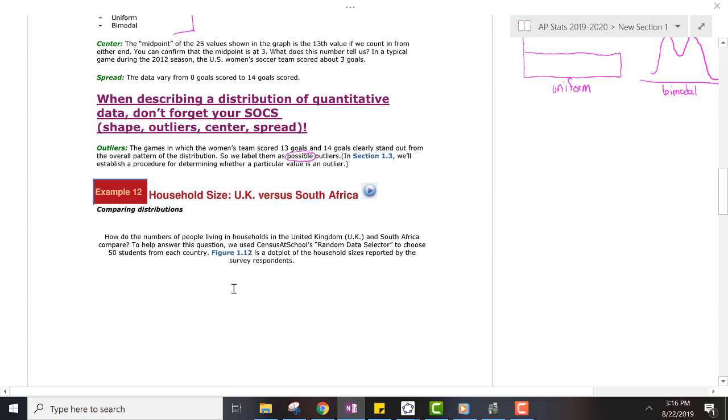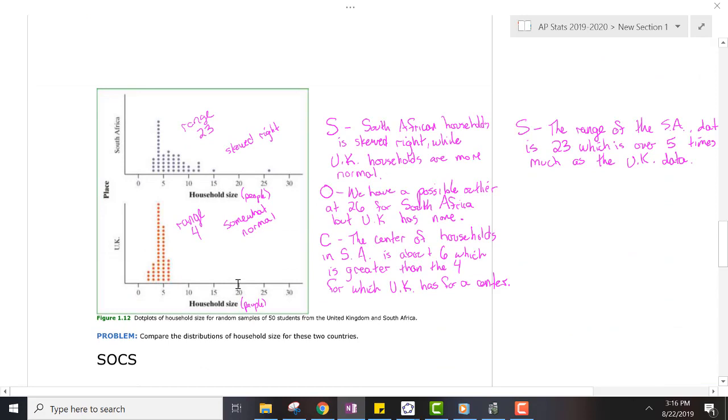How do the numbers of people living in households in the UK and South Africa compare? Here is our data, household size for each of South Africa and the UK. So we found the range to be 23 and 4. Again, that's the biggest value minus the smallest value for both sets. We found our shapes, and we use all this to compare. So that means we need to have a relationship between the two things.